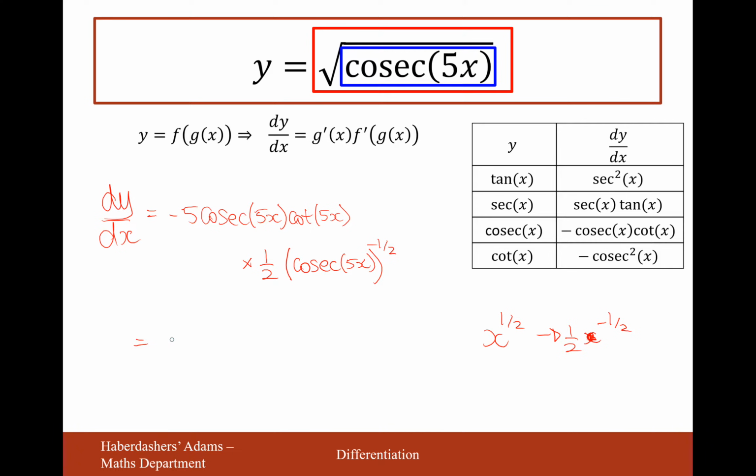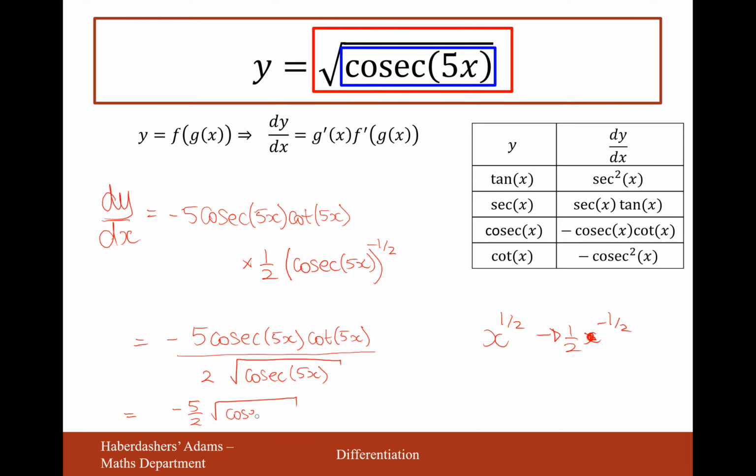So what will this simplify to? It will be minus 5 cosec 5x cot 5x over 2 root cosec 5x. And we could probably simplify this to minus 5 over 2 root cosec 5x, cot 5x on the outside of that square root. And there we are, that's the answer to this question.